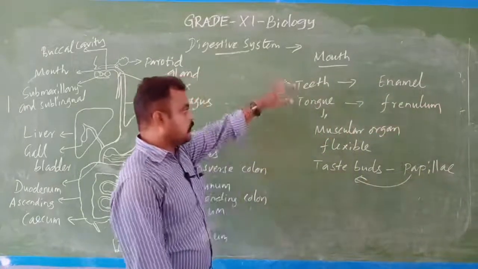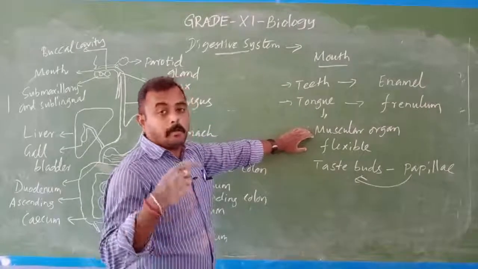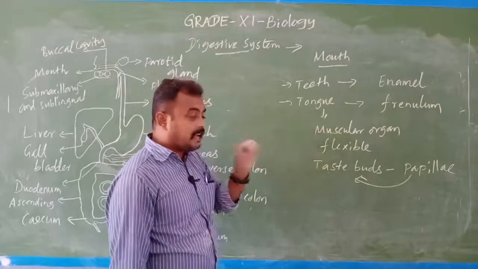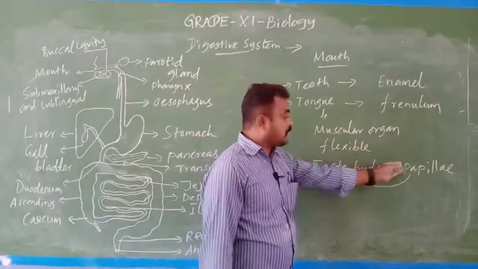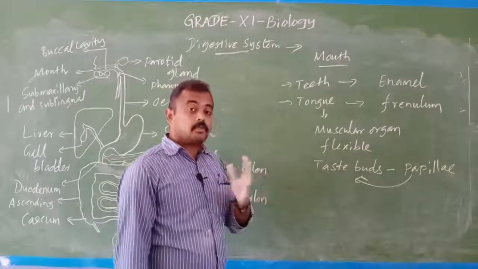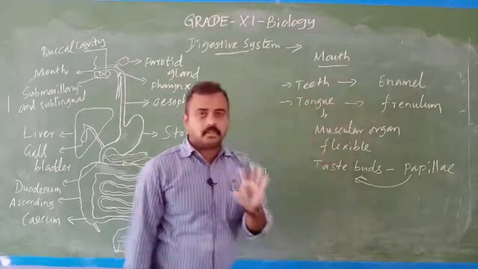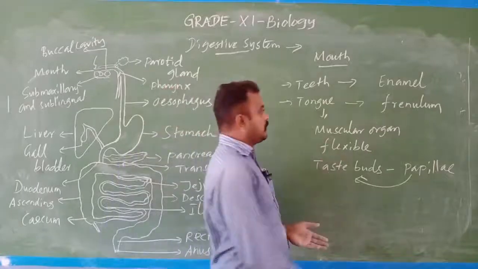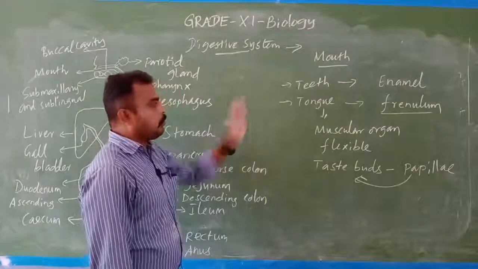Okay, so the tongue is a muscular organ. It is flexible. It is used to mix the food materials and saliva. It has small projections called papillae. The papillae consist of taste buds, which are used to taste the food materials. The tongue is attached to the floor of the oral cavity by the frenulum. Okay, that is about the mouth.